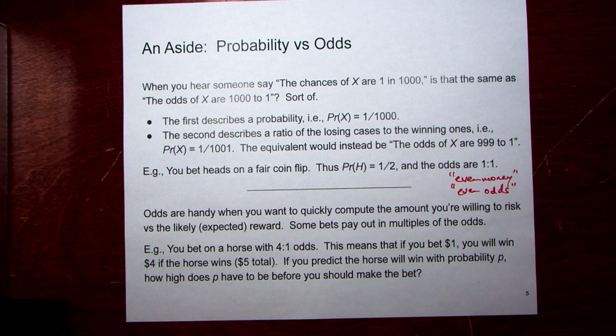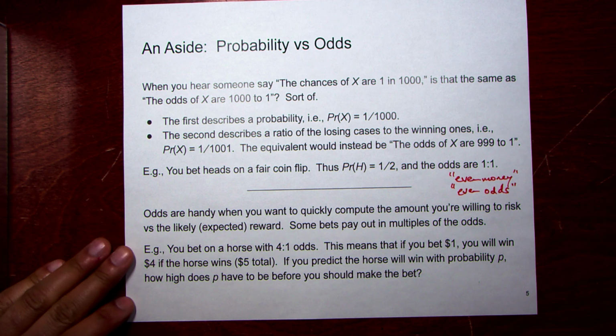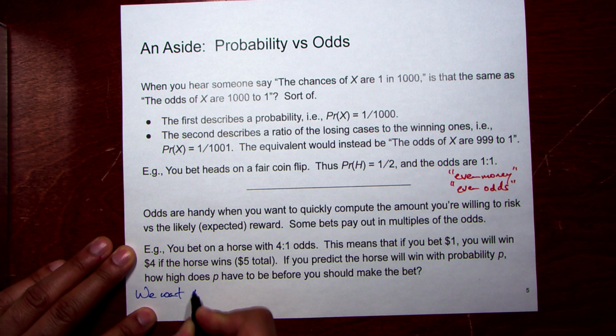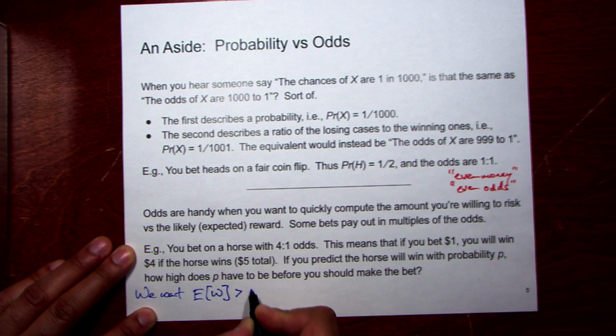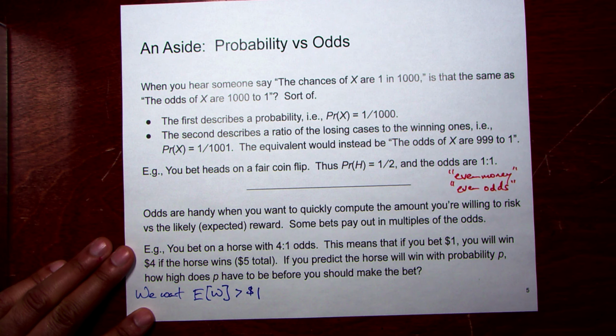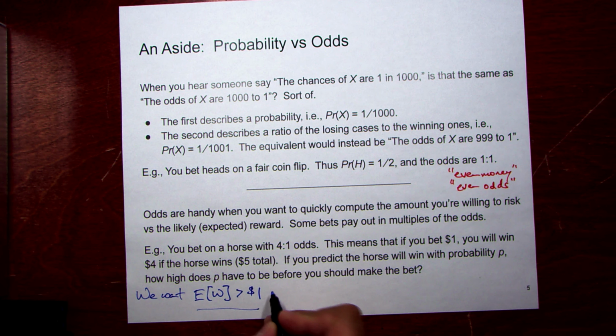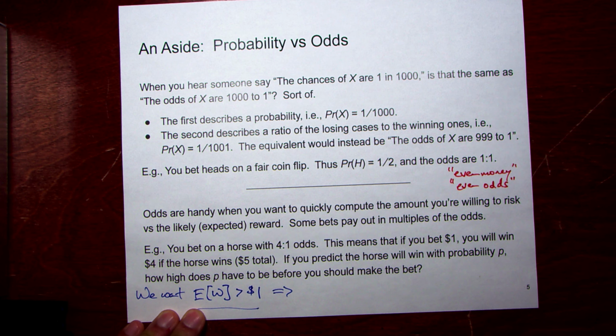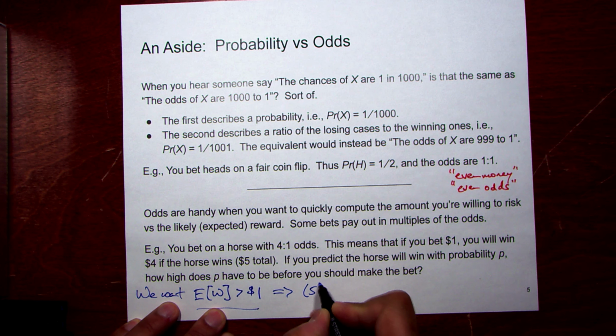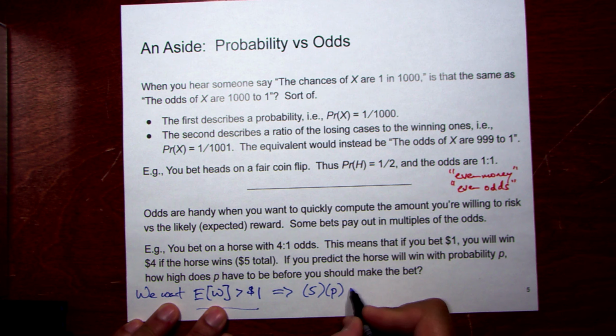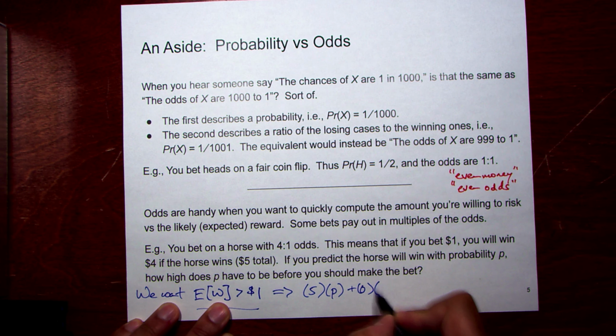A question about whether you should bet on a horse that you believe is going to win with 4 to 1 odds is an expected value computation as follows. If W is the expected win, we want the expected value of W to be greater than $1 for us to put our dollar in jeopardy. If we translate that using our expected value formula, there are 2 outcomes. Either the horse wins with probability P, and you get $5, that's your value, so 5 times P, or you get nothing with the chance of 1 minus P.